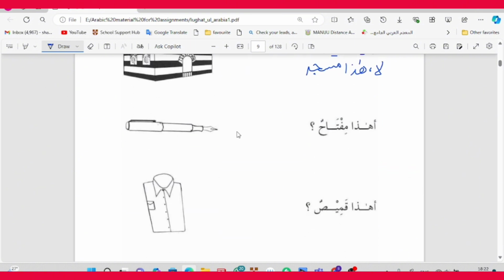Hada miftah, is this a key? Miftah means key. But you see this is a pen. So first you will negate it, la, and then you will answer whatever it is. You will say la, hada qalamun.